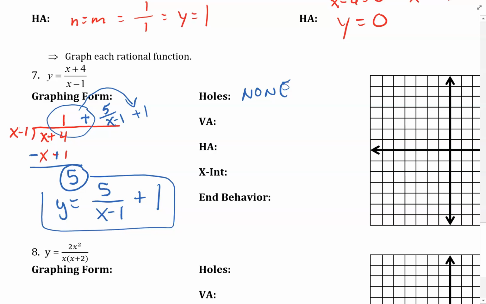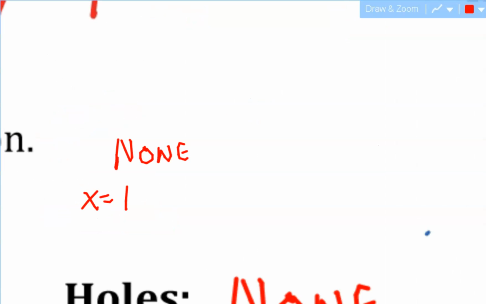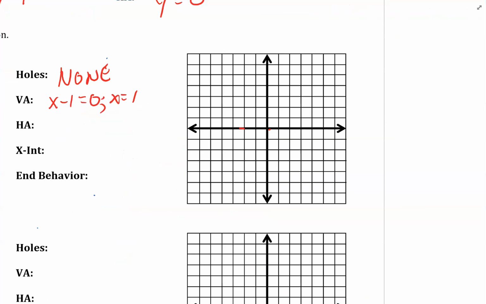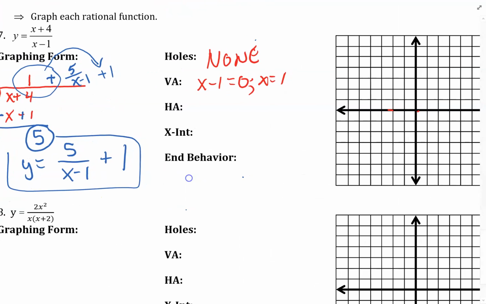Vertical asymptote. I set my denominator equal to 0, so I have a vertical asymptote at x equals 1. So, horizontal asymptote. Well, let's go back and take a look again at this. First, we're going to take a look at the fraction, 5 over x minus 1. So here I have n equals 0, m equals 1, n is less than m, so that's 0. But then I have plus 1, so I'm going to add 1 at the end. So my horizontal asymptote is at y equals 1.